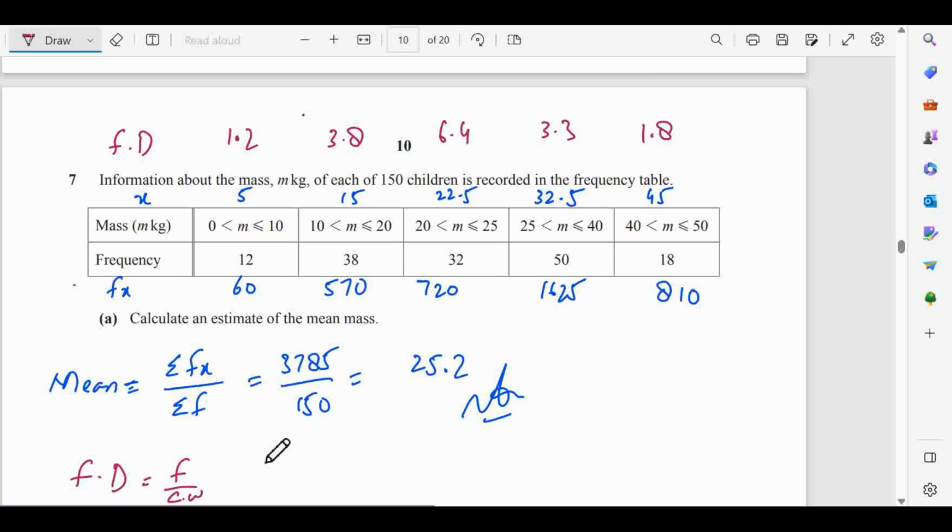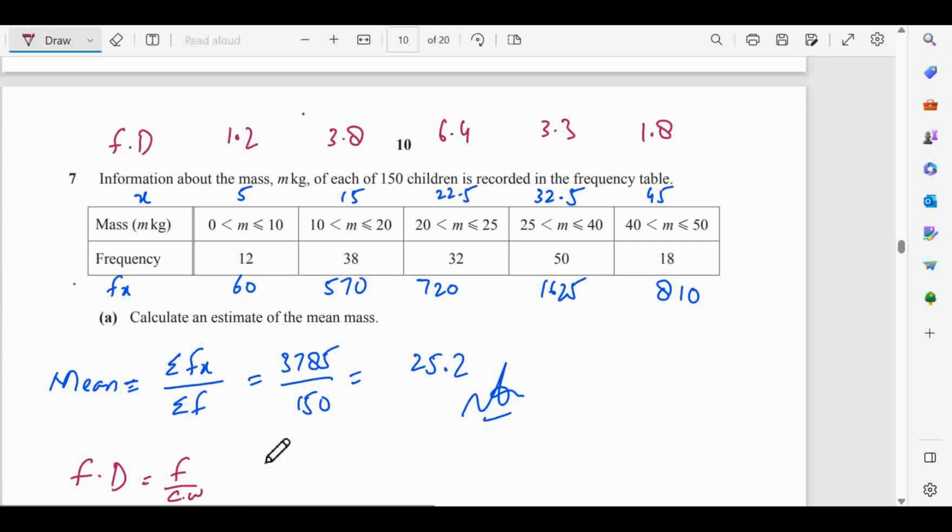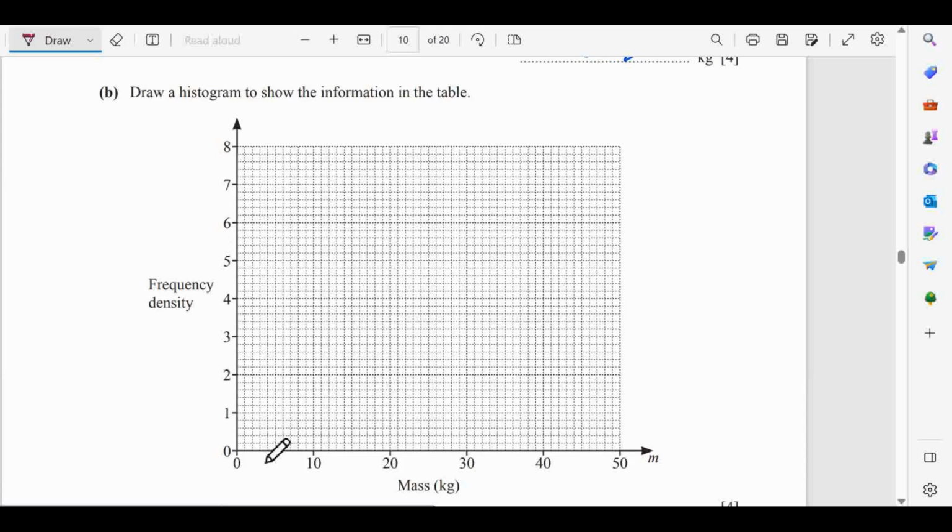Now we need to just plot it. So for 0 to 10, it's 1.2. So let's see where this will be. At 1.2 means that this will lie somewhere here, 0 to 10.